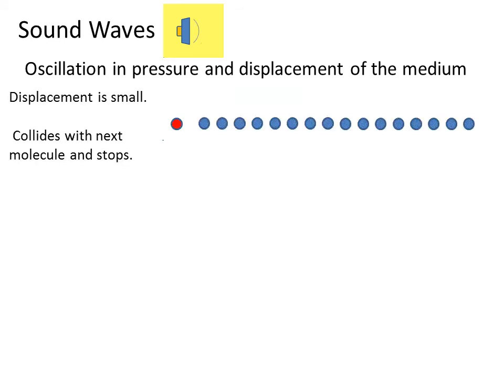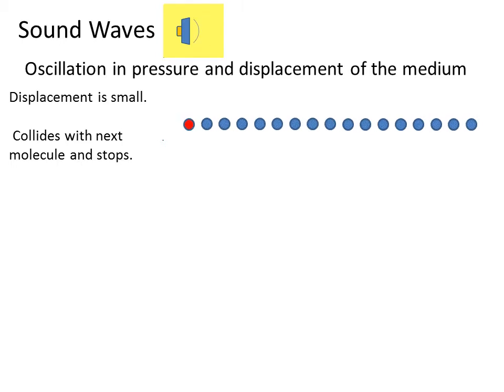Let's look at this in more detail. We'll just take a single chain of air molecules and look at what happens when a pulse travels down this chain. We mark a red molecule which comes in from the left and strikes the first blue molecule, which then strikes the next one, and so on.